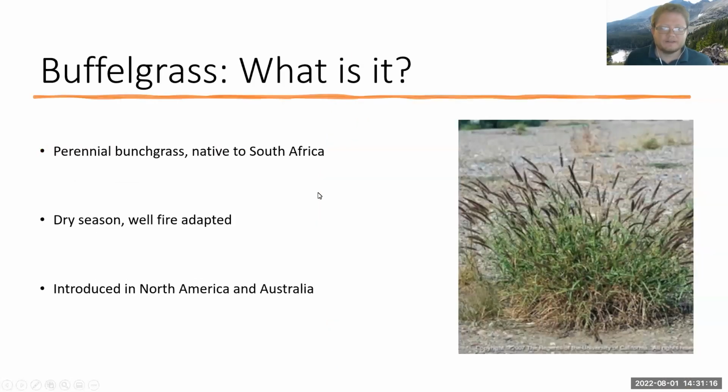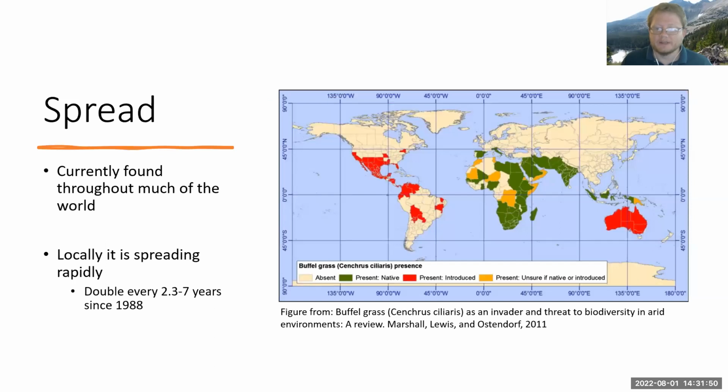All right, so buffalo grass is a perennial bunch grass that is native to much of Africa and the Middle East. It's a dry season C4 grass that is really well fire adapted. It has a very deep taproot and can survive even high temperature fires. It also has a lot of production even in the driest years. So it has been seeded in many places around the world for use as a cattle feed in drought prone areas like Mexico, the southern US, Australia.